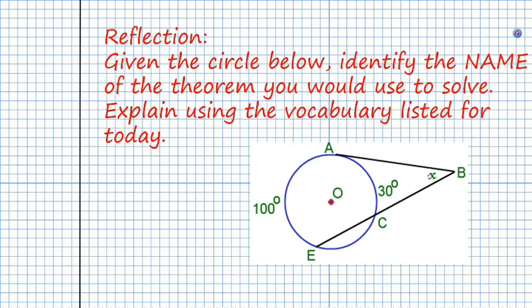All right, so given the circle below, identify the name of the theorem that you would use to solve. Explain using your vocabulary listed for today. So make sure that you're using the right theorem here. So if I were to ask you to find x in this circumstance, what theorem would you use to find it?